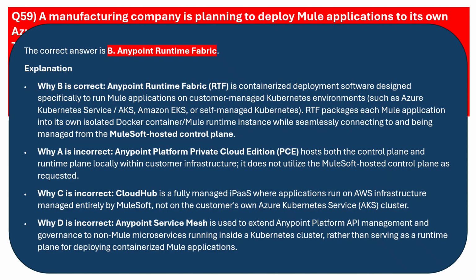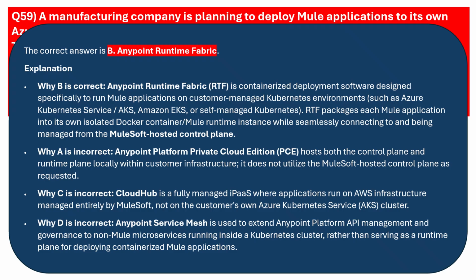The correct answer is B. Anypoint Runtime Fabric. Explanation. Why B is correct. Anypoint Runtime Fabric, RTF, is containerized deployment software designed specifically to run Mule applications on customer-managed Kubernetes environments, such as Azure Kubernetes Service, AKS, Amazon EKS, or self-managed Kubernetes. RTF packages each Mule application into its own isolated Docker container, Mule runtime instance, while seamlessly connecting to and being managed from a MuleSoft hosted control plane.